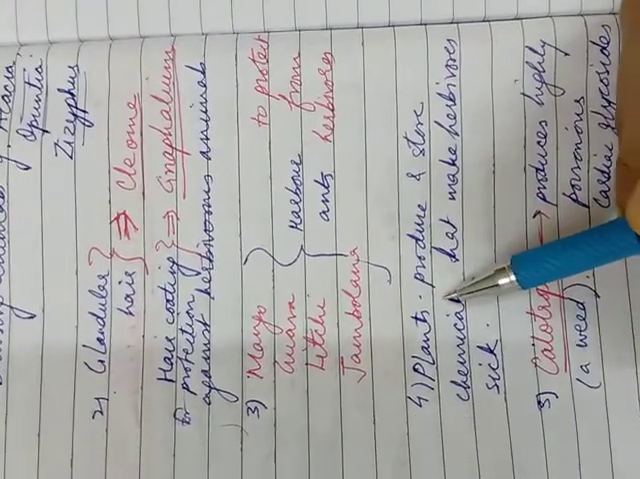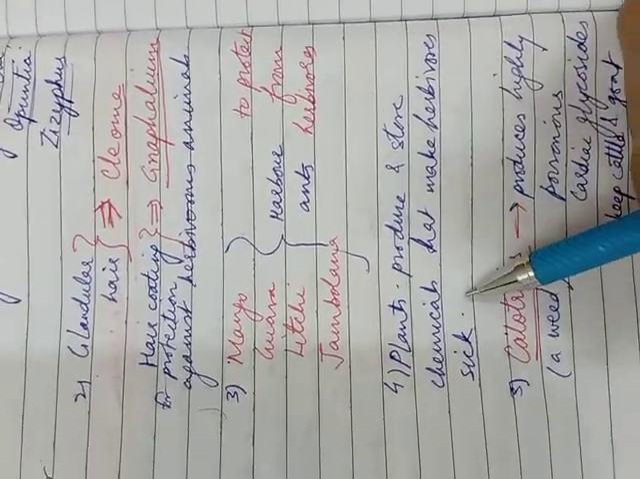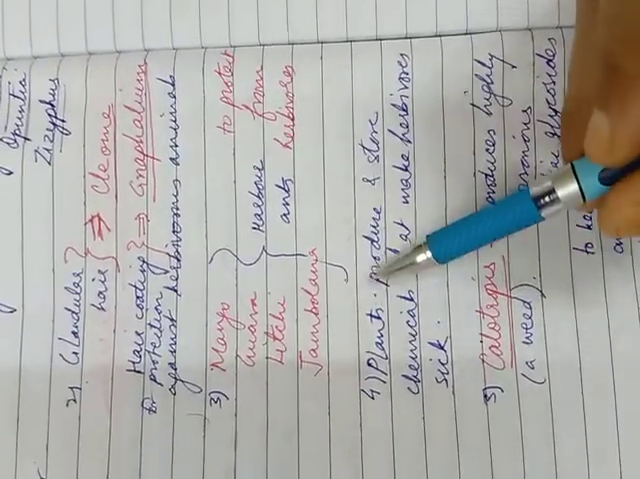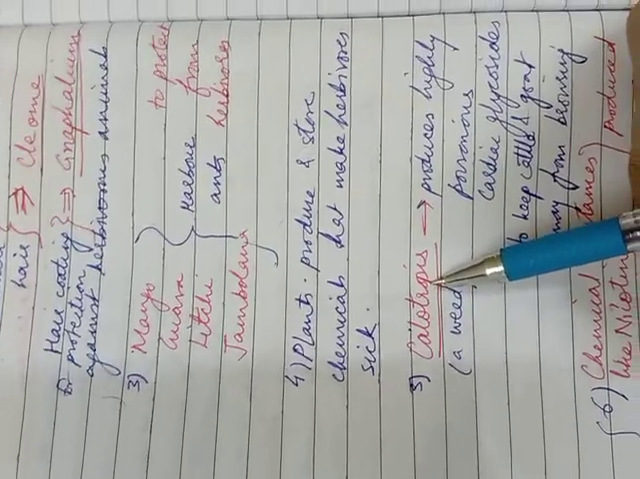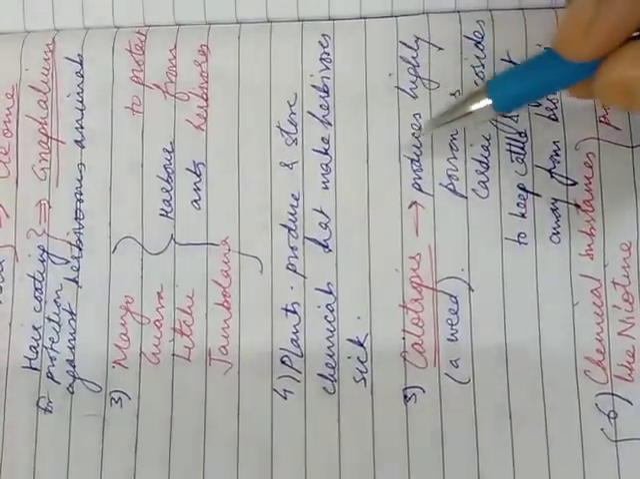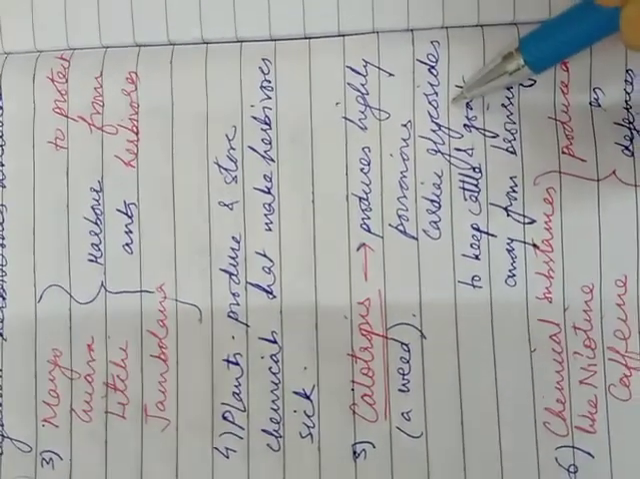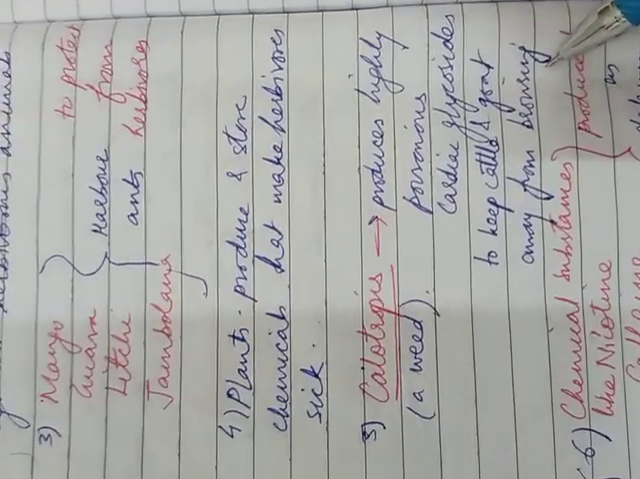Then many plants produce and store chemicals that make the herbivores sick. Right? The herbivorous organisms which feed upon those plants, they become sick. Next, fifth is calotropis, which is a weed or a wild plant. This produces highly poisonous cardiac glycosides to keep the cattle and goat away from browsing.